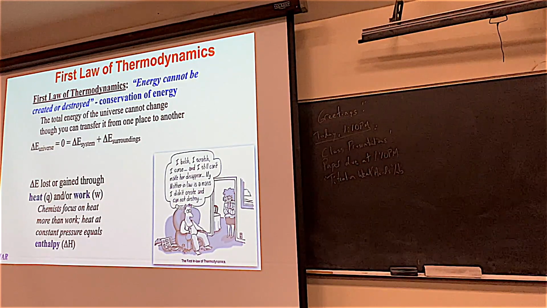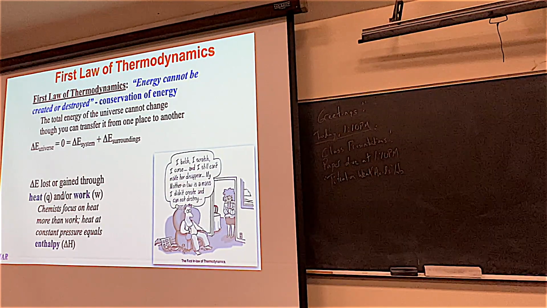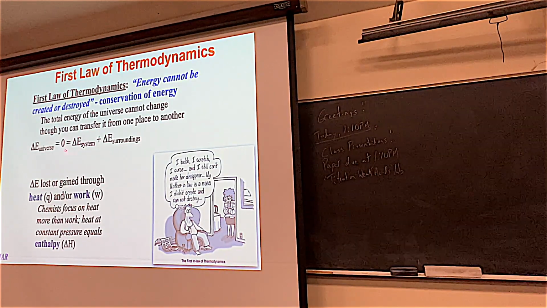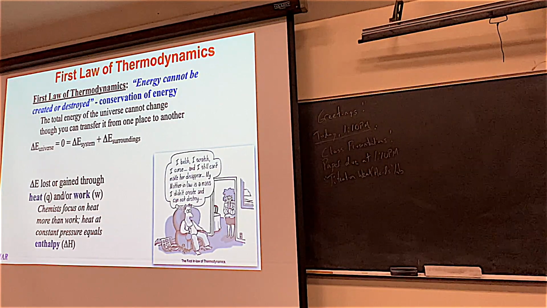Now, formally, they write things like this, where it shows the change in the energy of the universe. And there's no change in the energy of the universe, according to the first law, all right? All the energy that's here is constant. It gets rearranged, but you're not making or destroying any energy. And there's two things, and we'll talk about this later, the system and the surroundings.